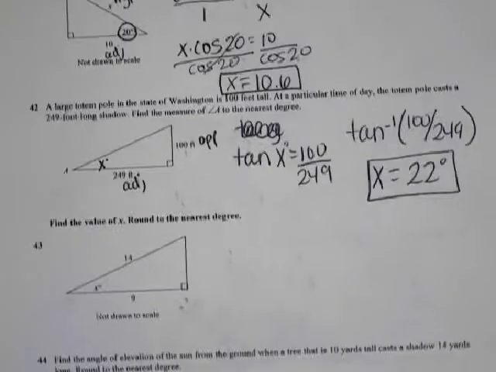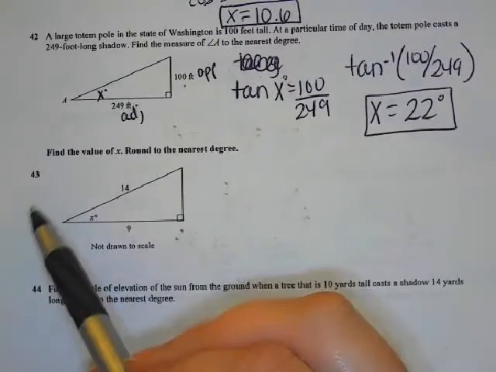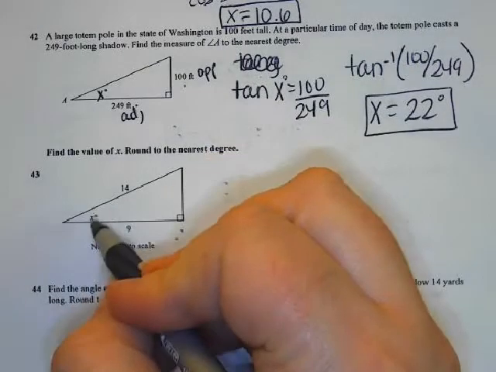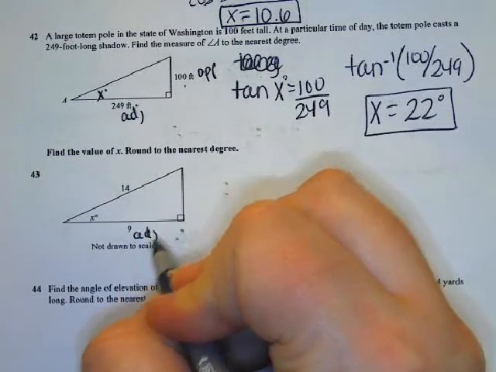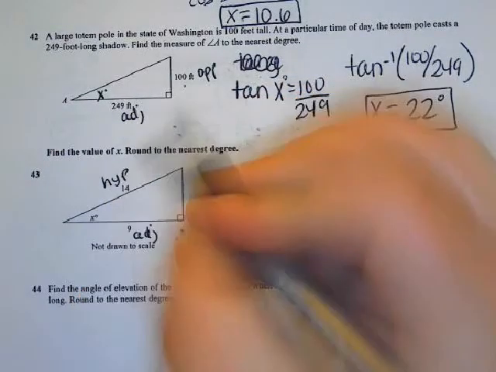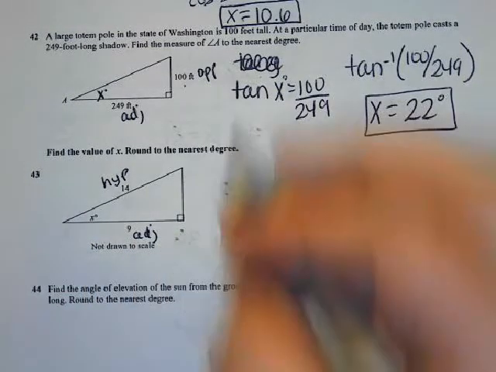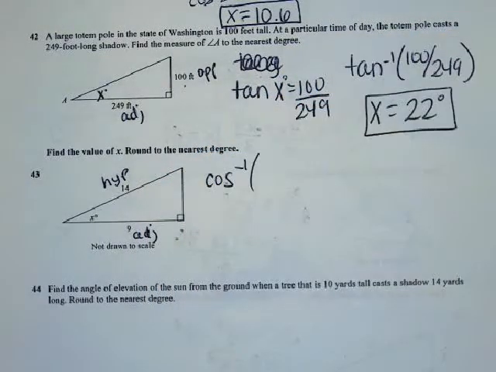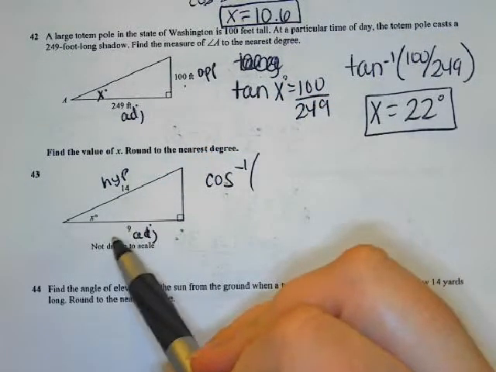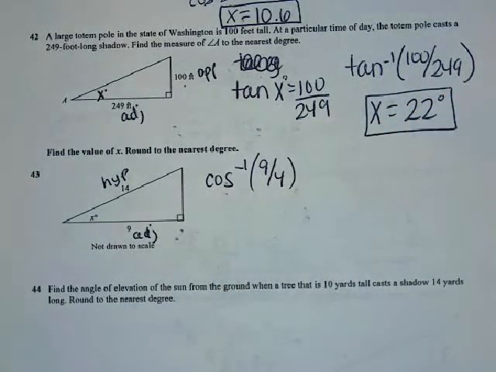Alrighty, number 43. Compared to x, this would be our opposite, we don't have it, adjacent, and hypotenuse. So which trig function uses adjacent and hypotenuse? It is cosine. So we'll jump right to the inverse. I know I'm looking for the angle. So what has the cosine of 9 over 15? So second cosine, 9 divided by 14, and we get 50 degrees.